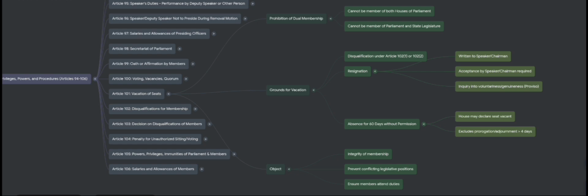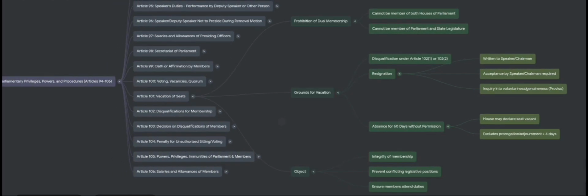Okay, that makes sense. Now, if a member becomes disqualified under the rules we'll discuss next, Article 102, their seat automatically becomes vacant. That's clear. But what about resignation? Can an MP simply resign whenever they want, or are there safeguards? A member can resign, yes, by writing to the Speaker or Chairman as appropriate. The seat becomes vacant upon acceptance of the resignation.